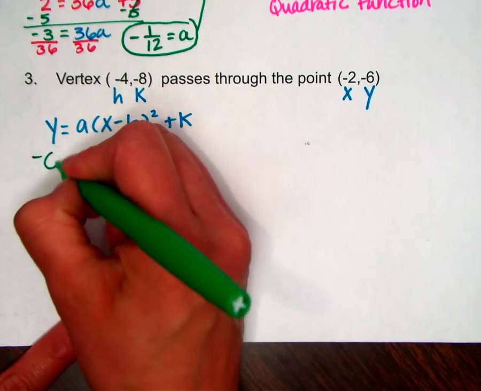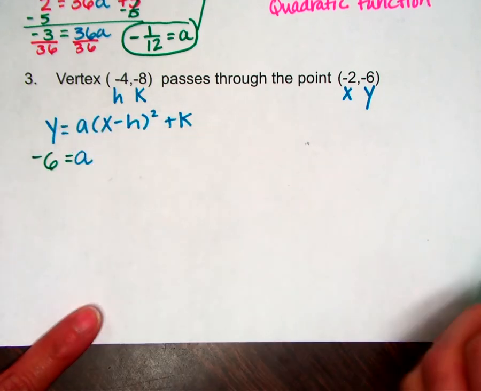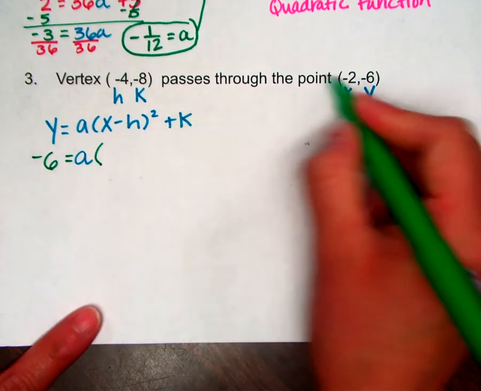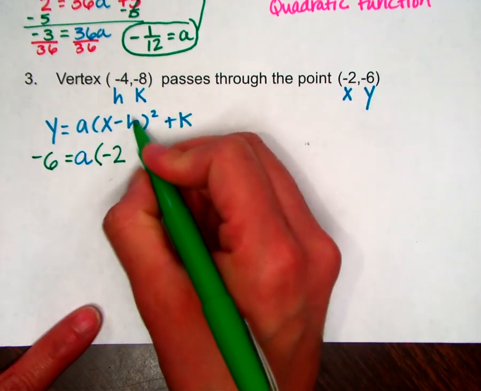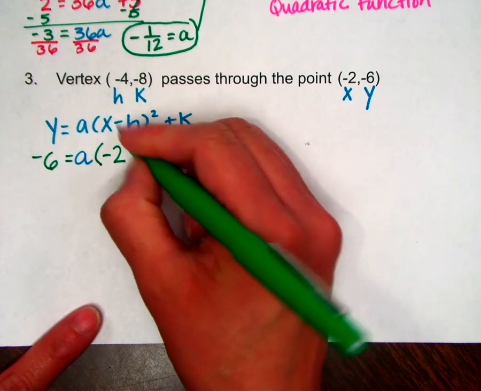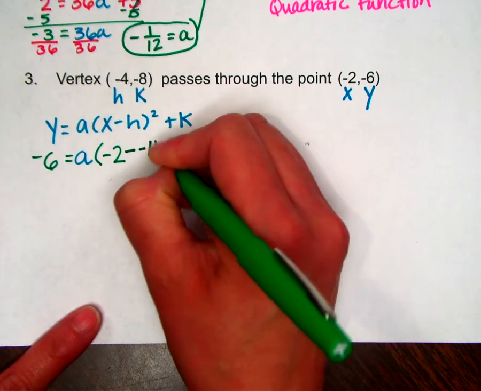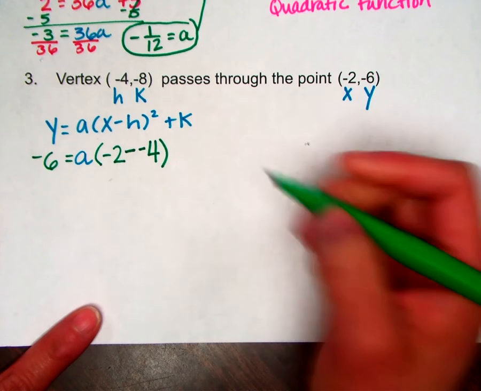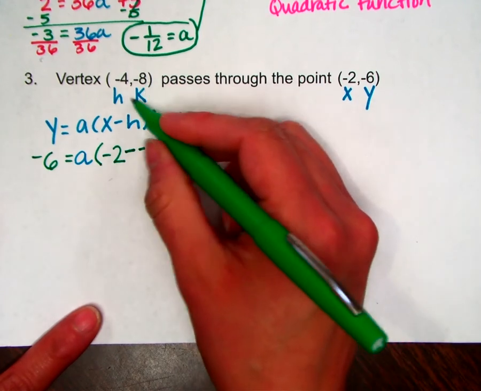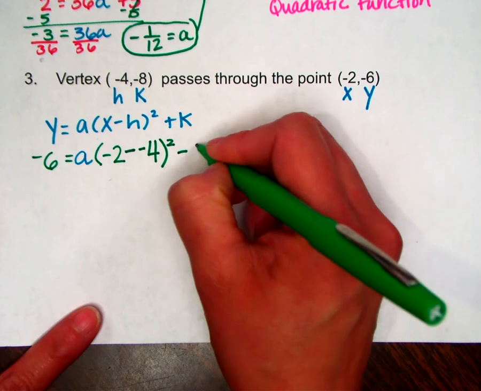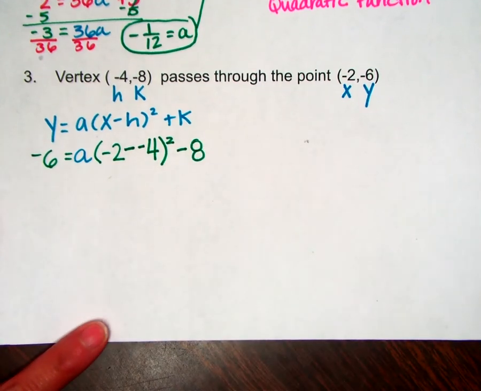y is negative 6 equals, I don't know what a is, so I'm going to leave it as a variable, parentheses, x in my point is negative 2, h is negative 4. Be careful here. You're subtracting h. h is a negative 4, so you should have minus a negative 4. Then you're squaring all of that, plus k. k is negative 8, so I need to plug this in as a minus 8. So you need to be careful with your signs here.